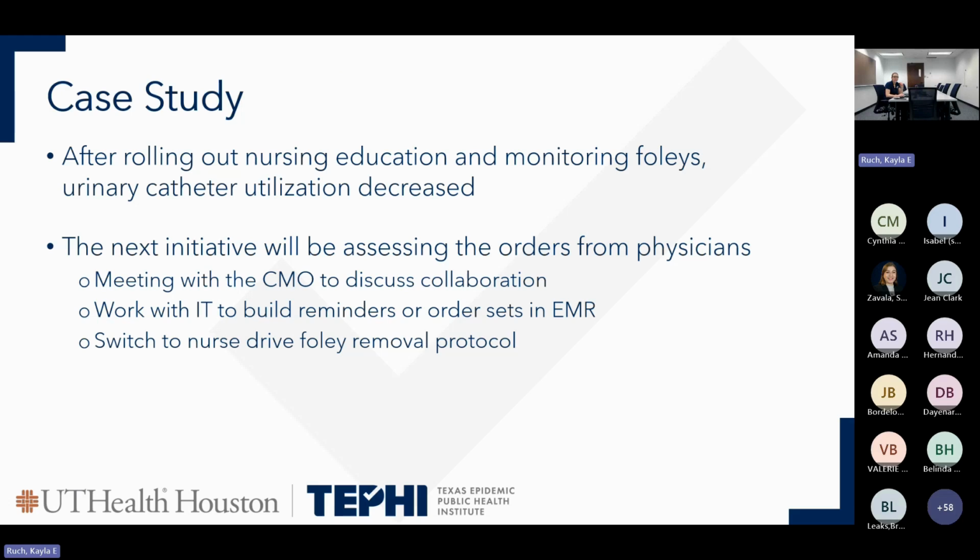Next, after you roll out nursing education, you start seeing urinary catheter utilization decrease. So instead of seeing 50 Foleys, now maybe you see 40 Foleys. The next initiative, you'll start looking at the orders from the physician. So you want to meet with the CMO, which is the Chief Medical Officer, to discuss collaboration, to tap into your physician network. You can also work with IT to build reminders or order sets in electronic medical records, or EMRs, to DC or remind people, hey, this Foley's been in for X amount of days, it needs review.